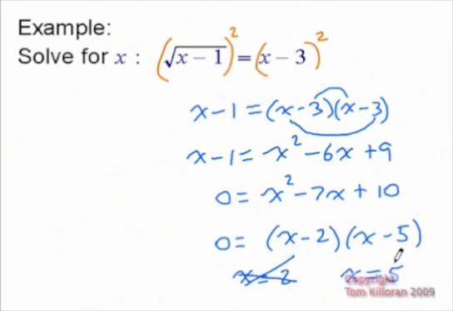We'll make sure. Let's test it out. 5 minus 1 is 4. Square root of 4 is 2. 5 minus 3 is 2, and definitely 2 equals 2. So this becomes the only solution to this equation.